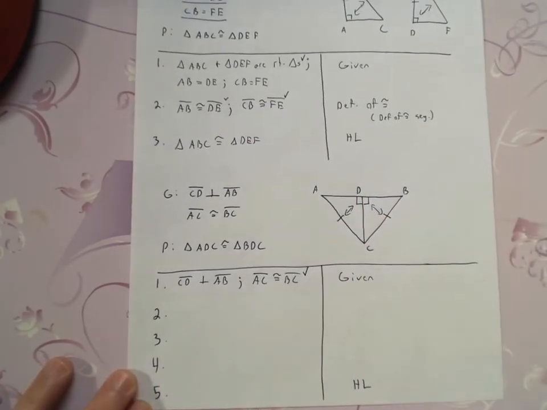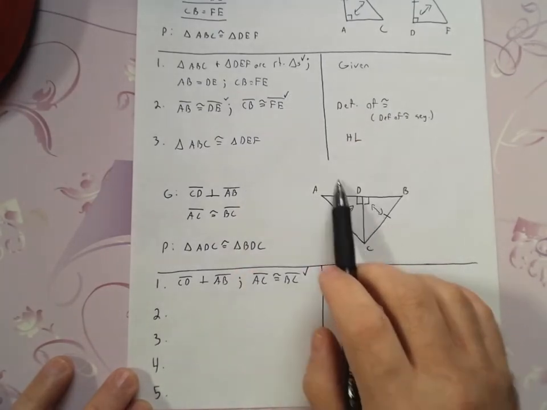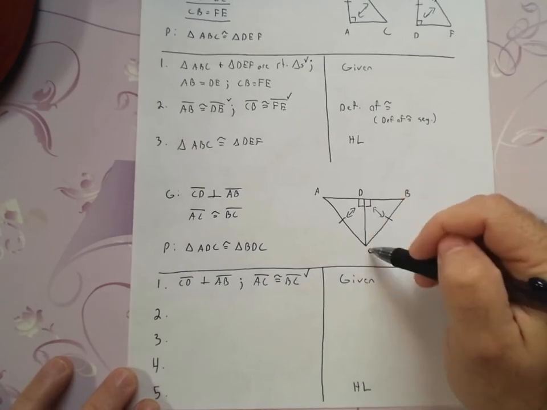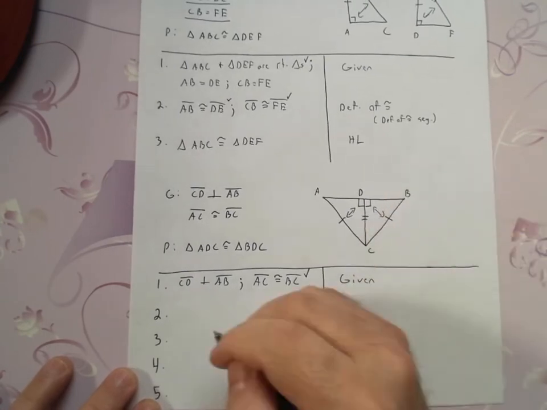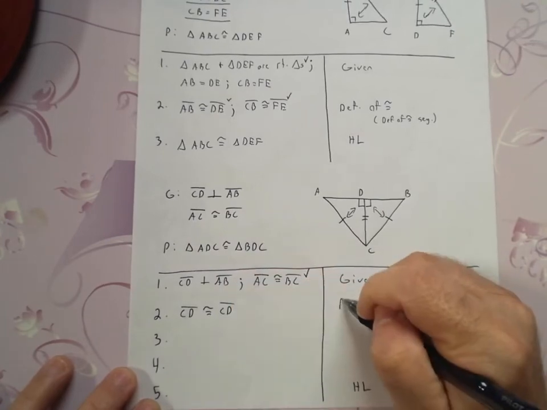The only thing that we really need is we need to know that they're right triangles, which we're almost there. I mean, we kind of got the symbol for it, and we need the leg. All right, so the leg is pretty easy. You can see it's right here. Here's your leg, right there. It's congruent. CD congruent to CD, and that's reflexive.